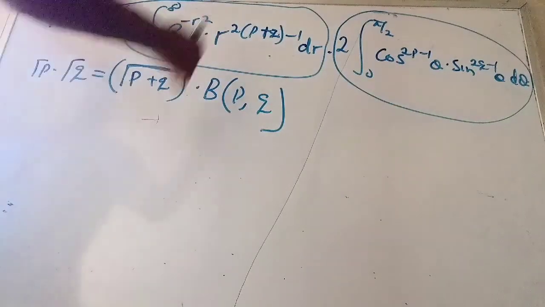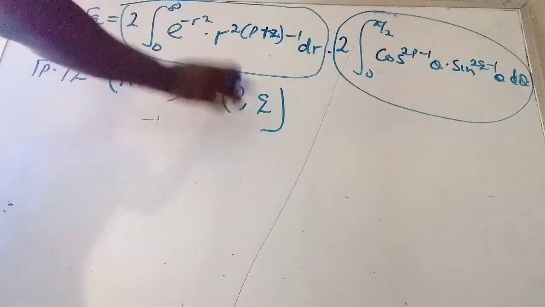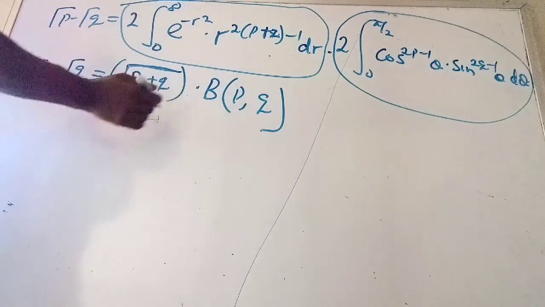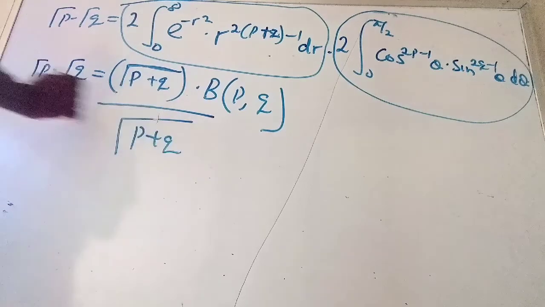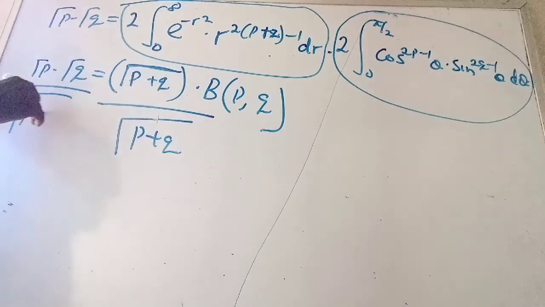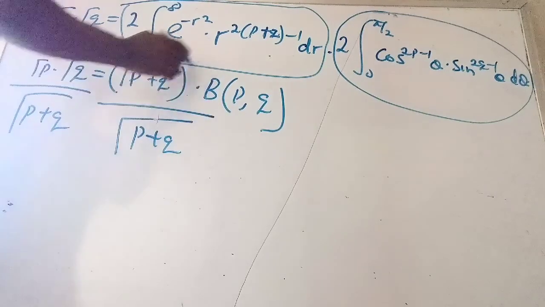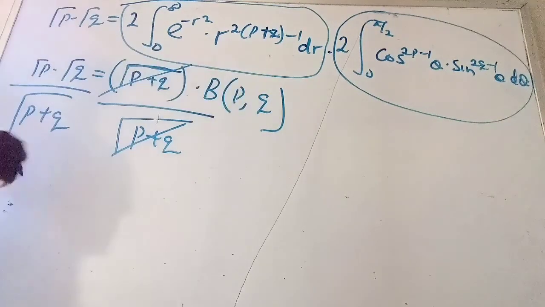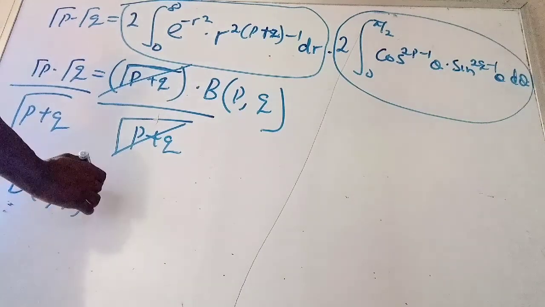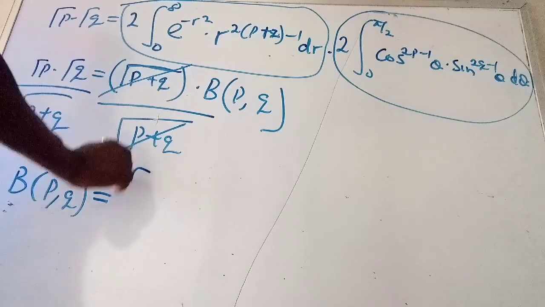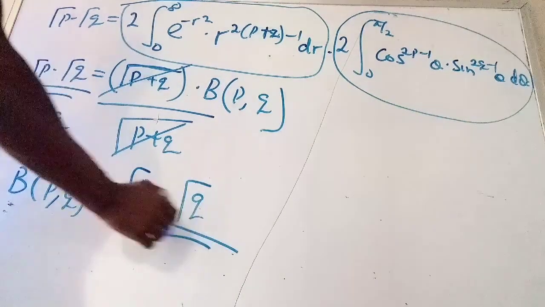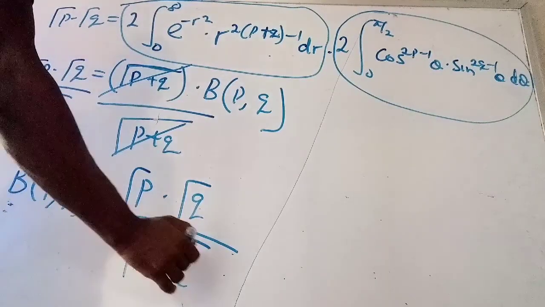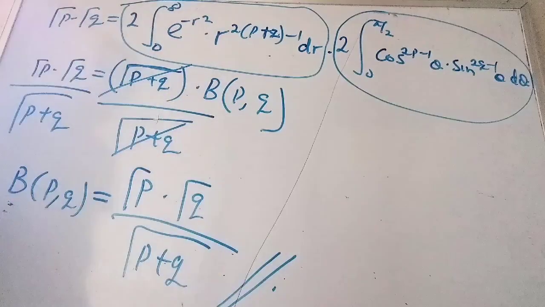So what do we do? Since this is what we are proving, we divide both sides by gamma of p plus q, and this cancels this, we have this one left. So beta of p comma q equals gamma p times gamma q divided by gamma of p plus q. So that's the end of the proof.